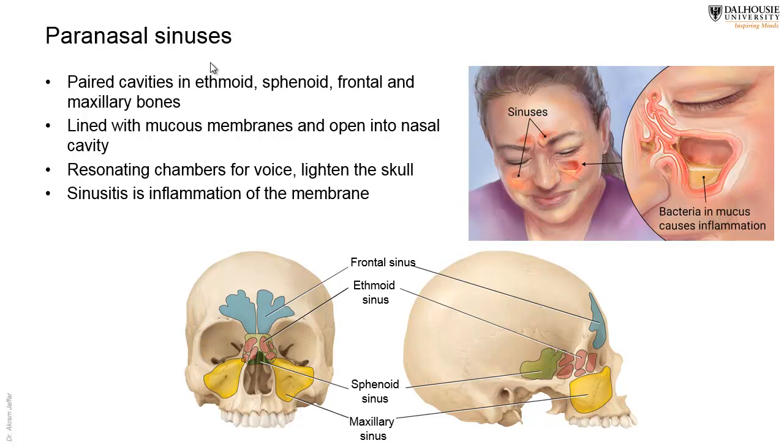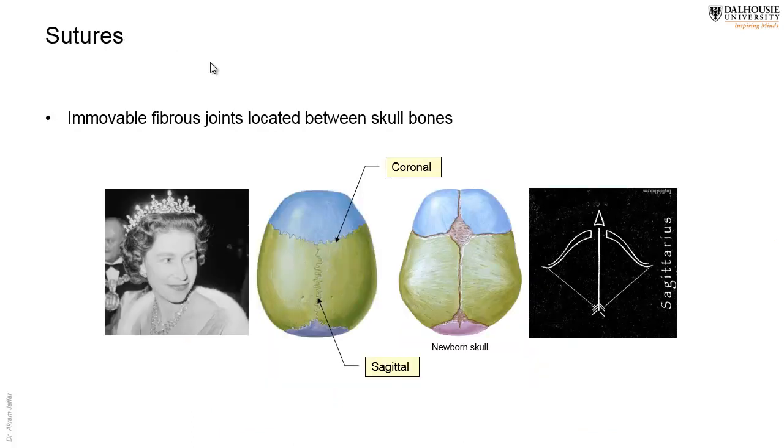They might lighten the skull bones. They might participate in more humidification of air, but it's not exactly clear why they are there, and why it is so complicated. They form all these complicated passages and spaces.